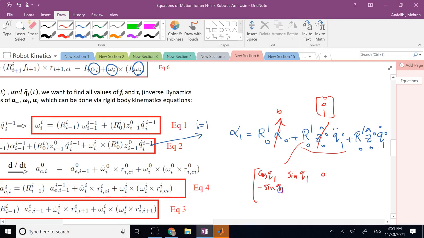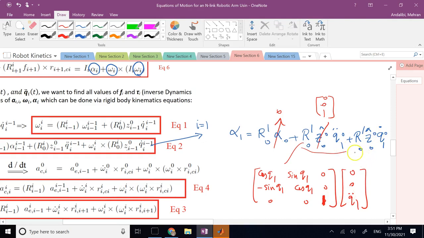You multiply this by 0, 0, 1, Q1 double dot, or you can just combine them into something like this. The result of that is simply 0, 0, Q1 double dot. So basically this rotation matrix has no effect on it. And what about this one?